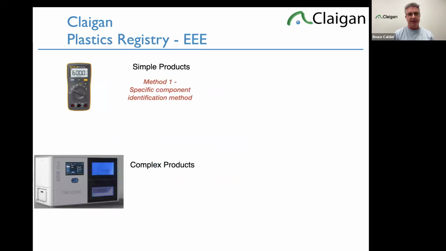So there are three methods. The third one is not ready in the guidance. But method 1 is the specific component identification method, where we choose representative products. We're not trying to do every multimeter, and I'll show you some of the rules we use for representative products. We're trying to do something representative. Then we test the major plastics.